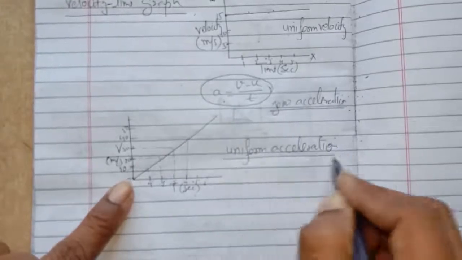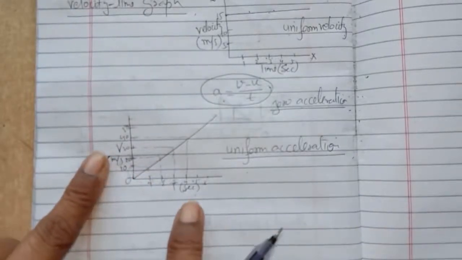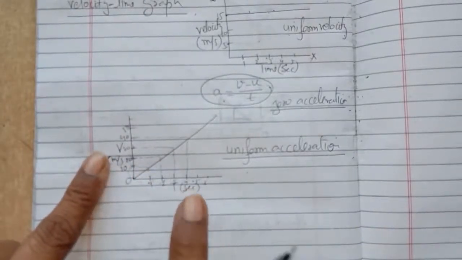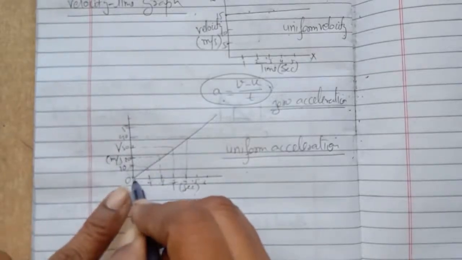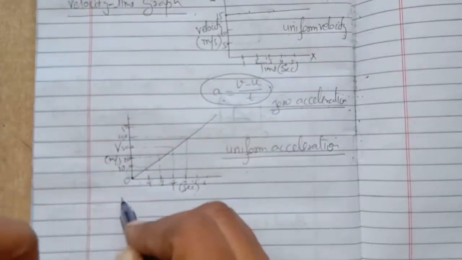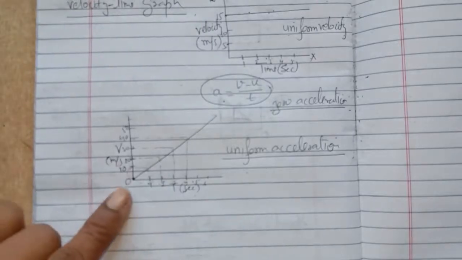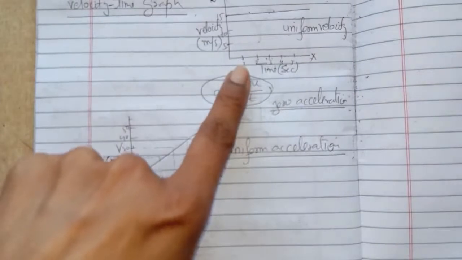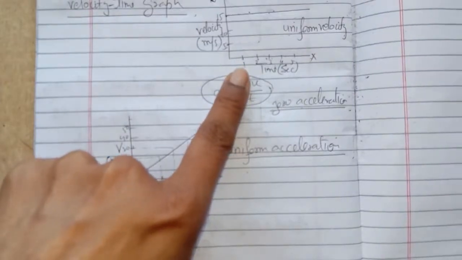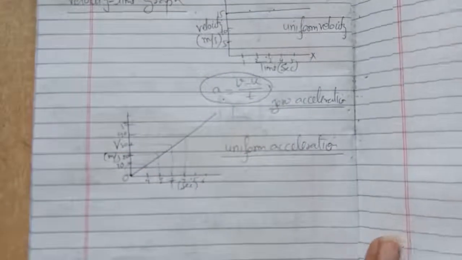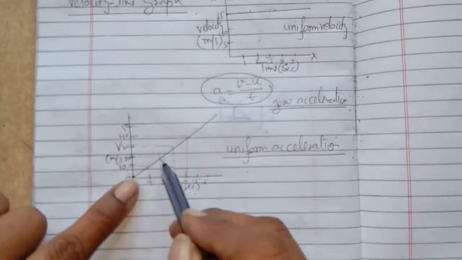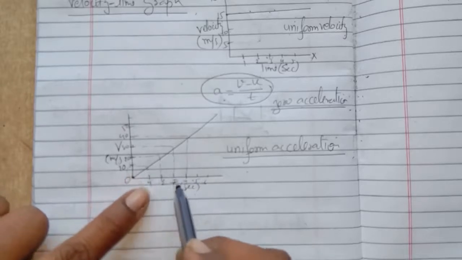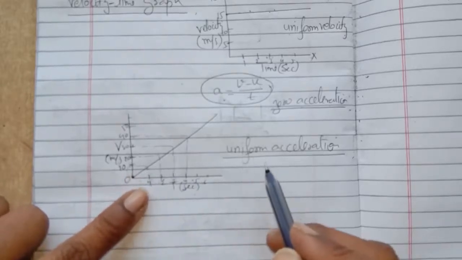Okay. So this type of graph represents a body with uniform acceleration. Here in this case, the body starts from zero velocity, so we can say the body starts from rest. In the first graph, the velocity of the body is uniform but has zero acceleration. In the second graph, the velocity of the body changes equally in equal intervals of time. So we can say it has a uniform acceleration.